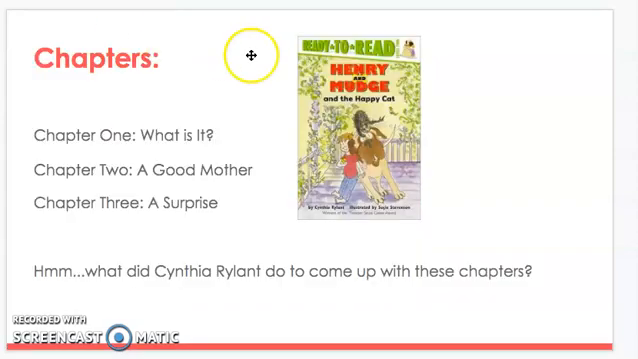So in our mentor text, Henry and Mudge and the Happy Cat, we had some different chapter titles. Chapter 1, What Is It? Chapter 2, A Good Mother. Chapter 3, A Surprise. What did Cynthia Rylant do to come up with these chapters? What do you notice?